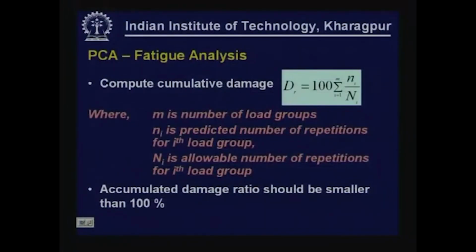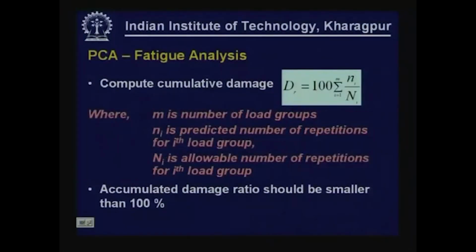Capital N_i is the allowable number of repetitions for the ith load group. That means, if you apply only the ith load group loads, say 0 to 4 ton loads only, how many repetitions of this load group can the slab handle before it fails? That is capital N_i. So, once you get this ratio for different load groups, you can sum up all those relative damages, and the accumulated damage ratio should be smaller than 100% for the slab to be safe.